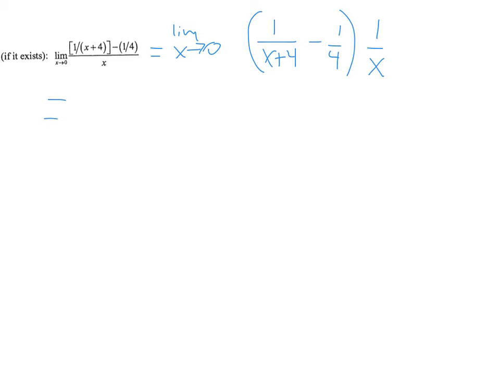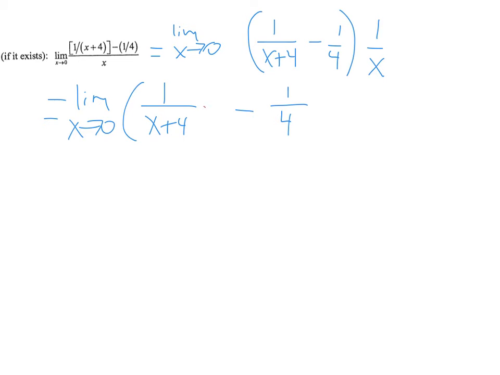Okay, so we have two fractions within those parentheses. Let's try to combine them. We need common denominators for that. So again, we have the limit as x approaches 0. We have this first fraction of 1 over x plus 4. And we're going to subtract the fraction of 1 over 4. Okay, and I left a little space there because I need to come up with these common denominators.